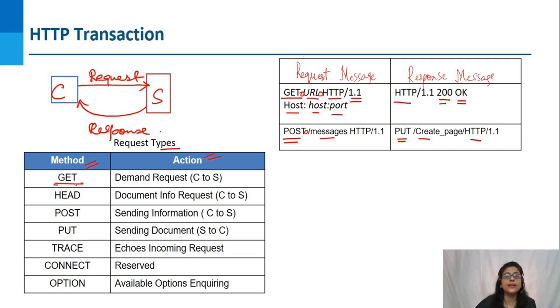When we write the GET method, it means it is requesting a web page from the client to the server. HEAD means document information request from client to server. POST means sending information from client to server. PUT means sending document from server to client. Then there is a TRACE method which echoes the incoming request from the server to the client. CONNECT is reserved and OPTIONS is for inquiring about available options.